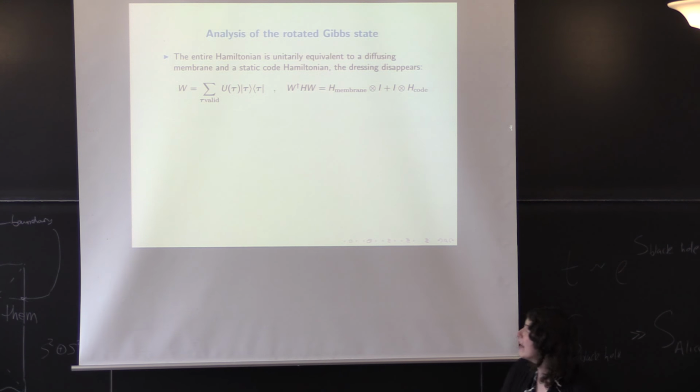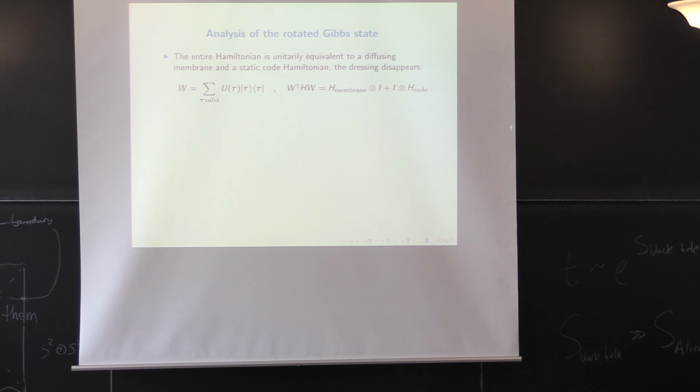And so how can we begin to analyze this construction? The entire Hamiltonian is unitarily equivalent, so again, we're going to apply the same sort of unitary that we saw in the ideal ground state case, and it's going to undo the propagation Hamiltonian into a part that only acts on the clock register and performs these continuous membrane updates, and then a part on the quantum register, which is just the static code Hamiltonian.